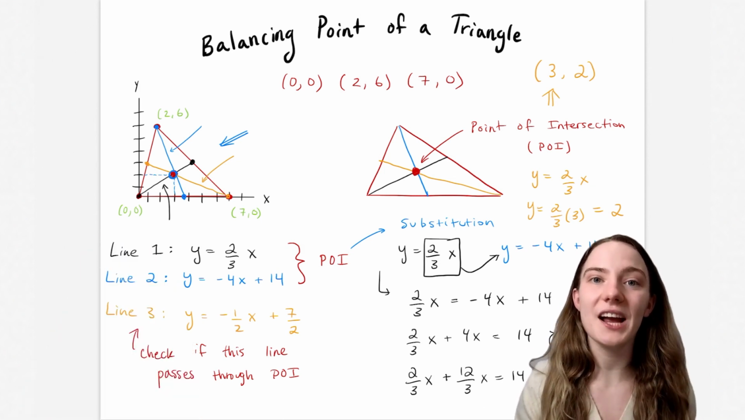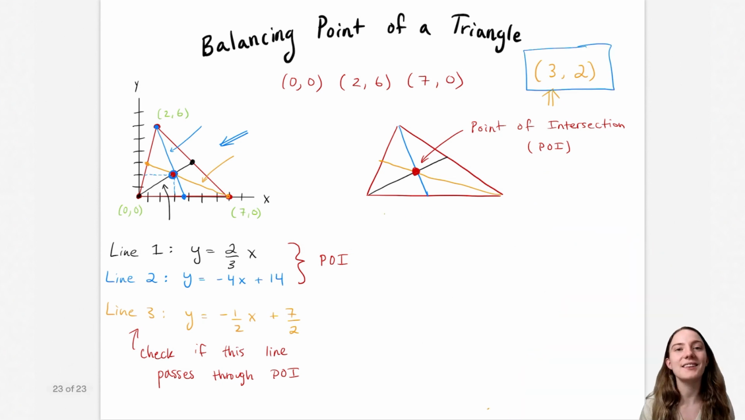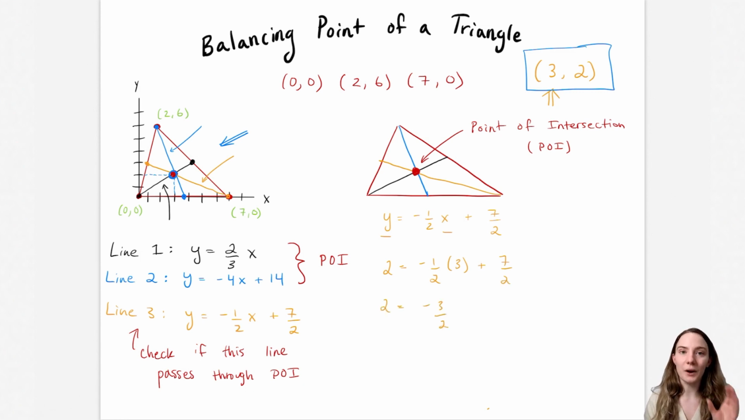Now we're not done though. We need to go and check that our third line also passes through that point. This is super easy. All we need to do is take the equation for our third line and then replace x and y with our point of intersection. When we do that, we're checking to see if the right side of the equation is equal to the left side of the equation. In this case, yes, the third line passes through that point, and so that point represents our balancing point.